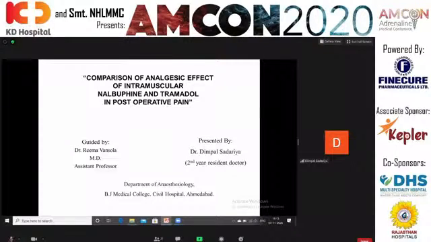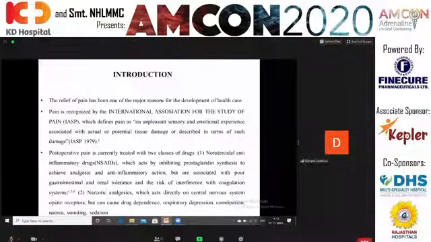The relief of pain has been a major reason for the development of healthcare. Pain is recognized by the International Association for the Study of Pain as an unpleasant sensory and emotional experience associated with actual or potential tissue damage or described in terms of such damage.